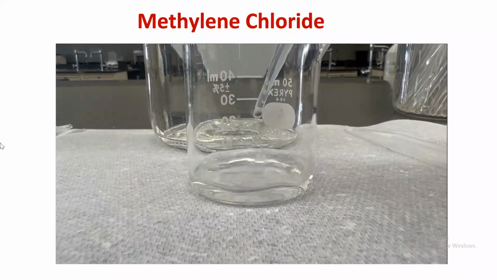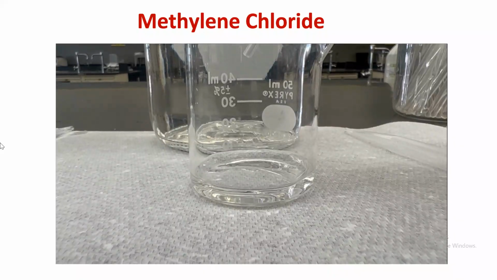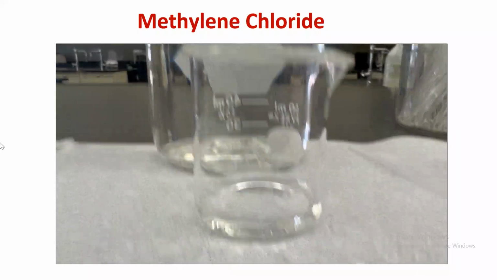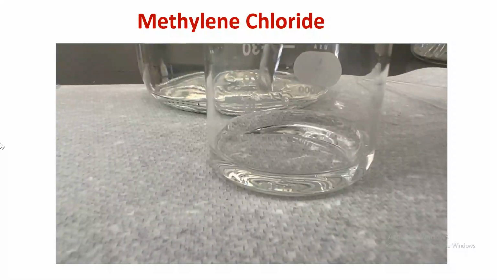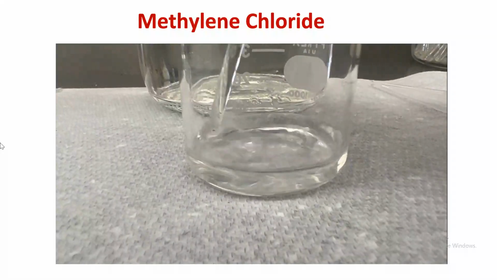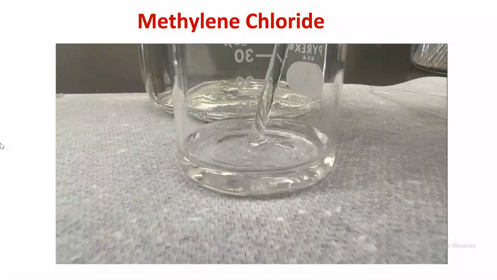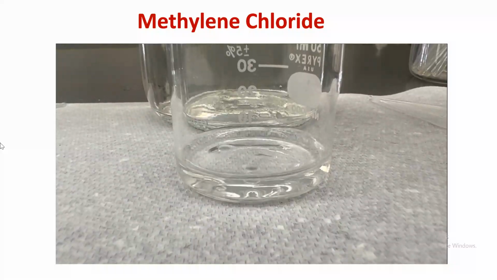Notice the water is actually going to the top. It's not going to the bottom this time. If you rewind the video a little bit, you'll notice that with methylene chloride, the water is staying at the top, but for mineral oil, it was going to the bottom of the beaker. So look at that. This is two layers.